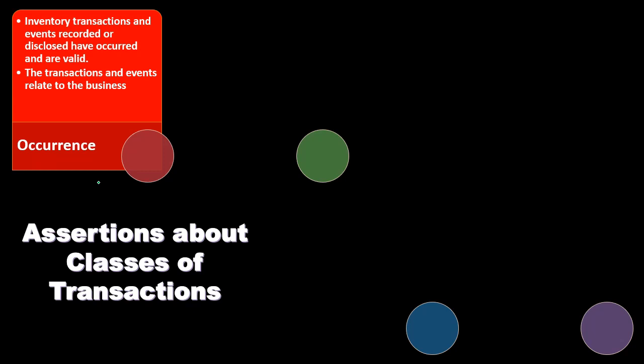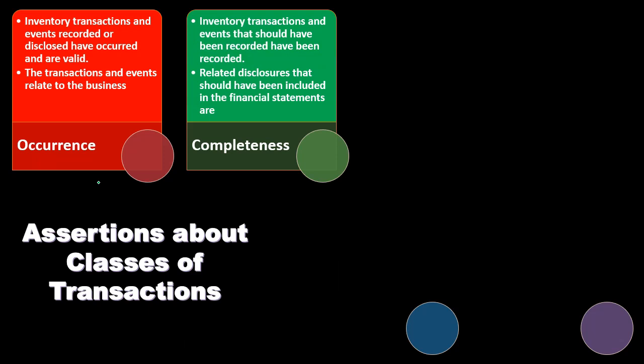Of course, we're considering transactions that not only actually happened, but they relate to the business on which the financial statements are being reported. And then we have the assertion of completeness. Completeness, inventory, and events that should have been recorded have been recorded. Again, completeness basically going the other way. If you think about the end result, is there anything that should be in the end result that is not in the end result? That's the general consideration with relation to completeness, opposite in essence of occurrence. Related disclosures that should have been included in the financial statements are.